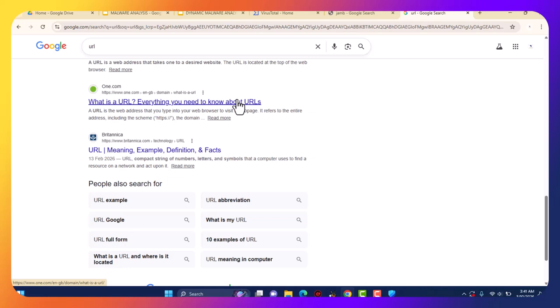Look at the screen. It's made up of HTTPS or HTTP, which is called the protocol, the Internet Protocol, World Wide Web, domain name, and domain name extension.